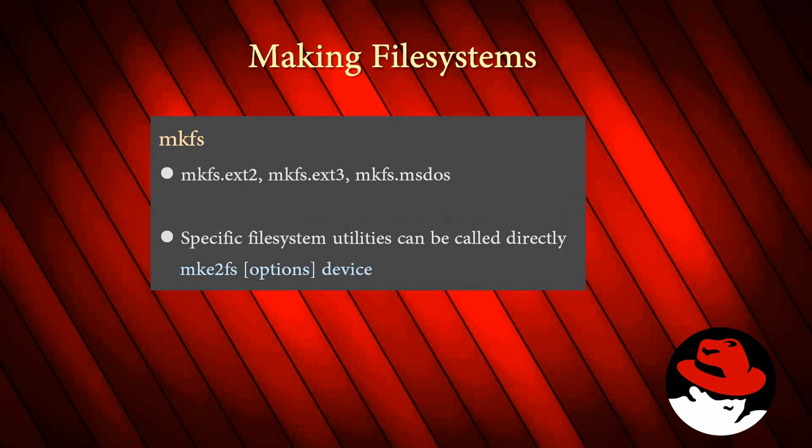You can also create your own file system, or a new file system, by using the command mkfs. If you want to create a file system with ext2 standards, you have to write mkfs.ext2. If you want to create one for ext3, you write mkfs.ext3, or for MS-DOS, you write mkfs.msdos, and so on. Specific file system utilities can be called directly using mke2fs, providing the option and device.